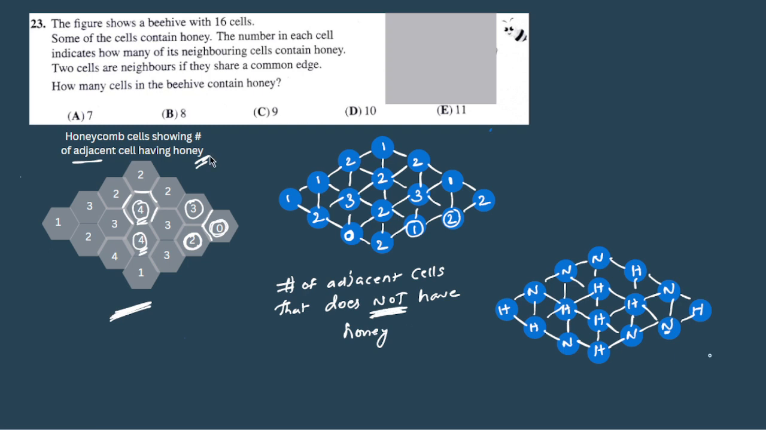So finally we arrived at a drawing where we can just count the number of cells that have honey in them, and that will be our answer. So 1, 2, 3, 4, 5, 6, 7, 8, and 9. Thus C is our answer.